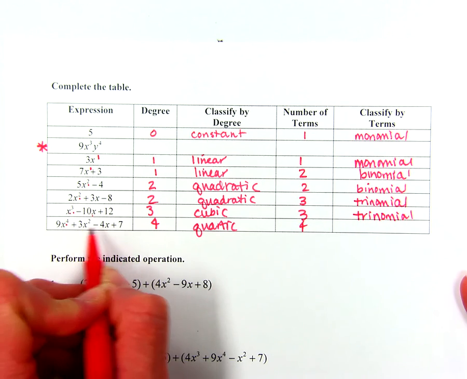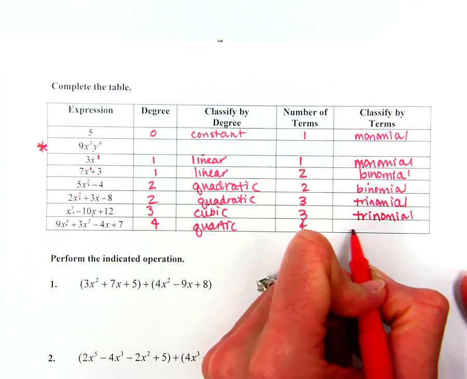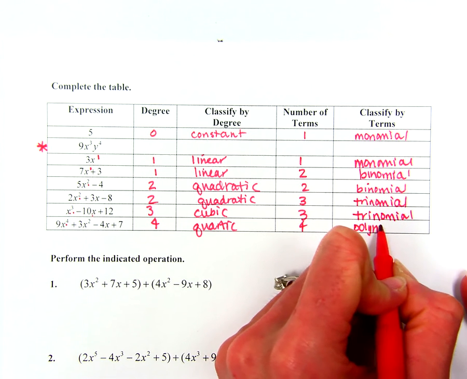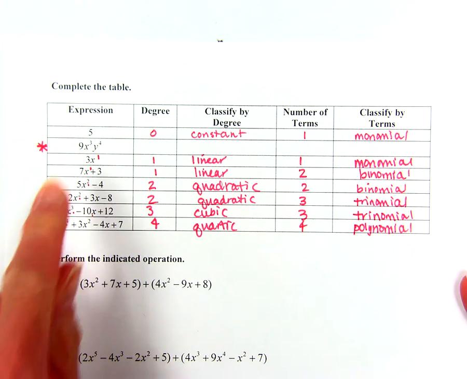This has 1, 2, 3, 4 terms, so that's a polynomial. Poly means many. All right, so let's go back to this other one.